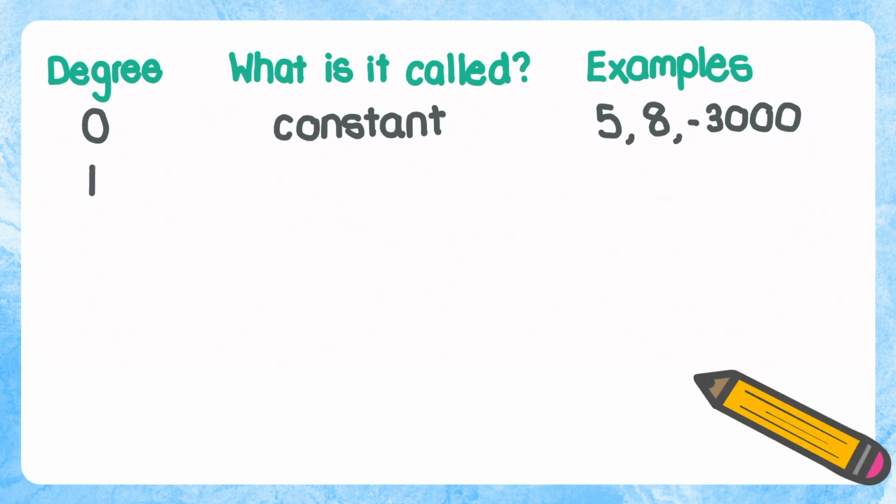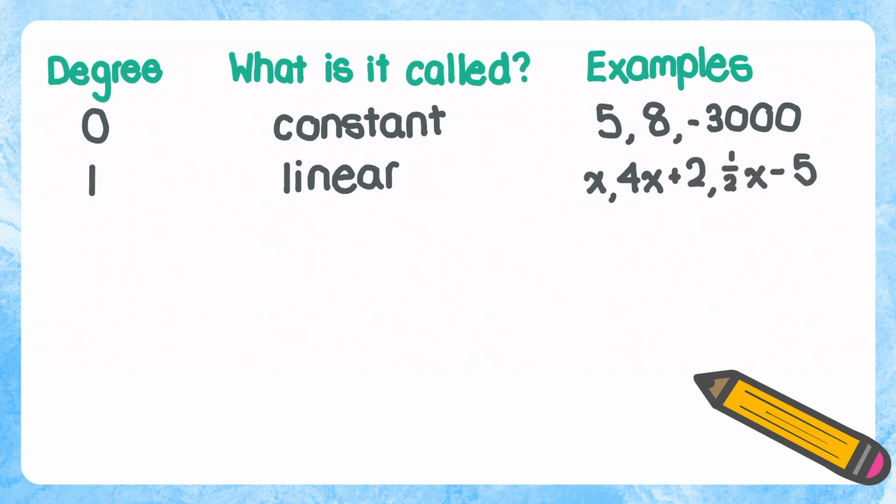So what if we have a degree of 1? These would be called linear expressions. Think about just having a variable like x, 4x plus 2, 1/2 x minus 5. These are all linear. Notice that there are constants in some of these, but it's still considered a linear expression because we're focusing on the highest degree. So if the highest degree is 2, this is going to be called a quadratic.